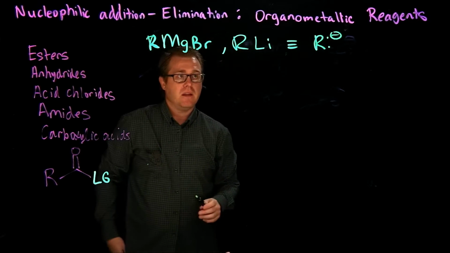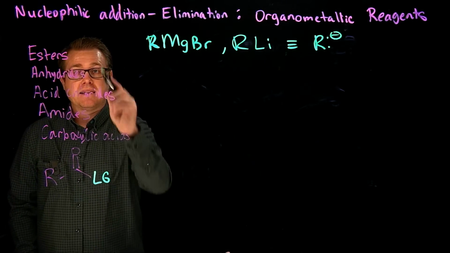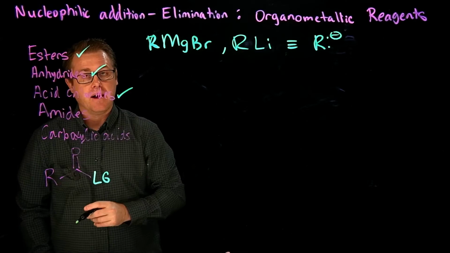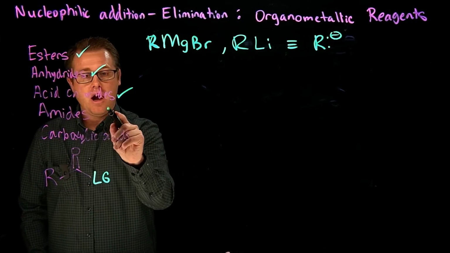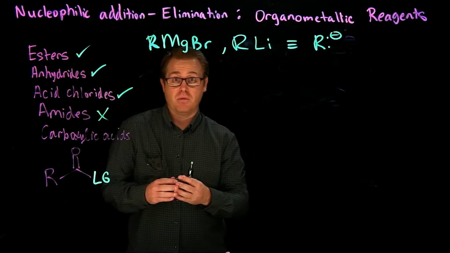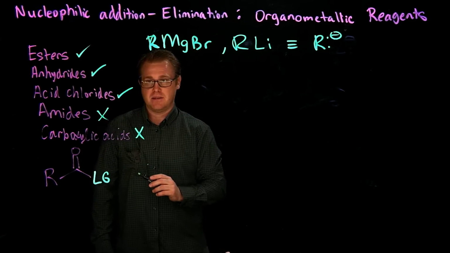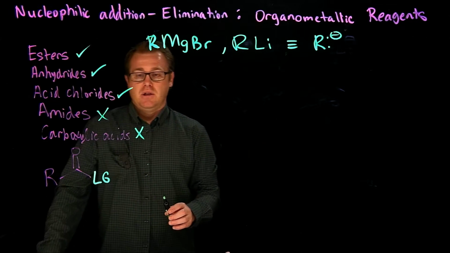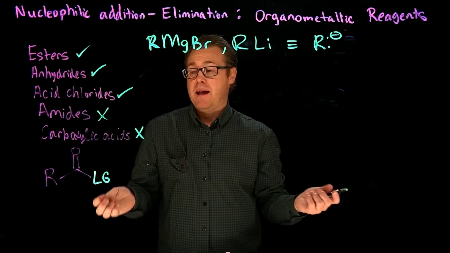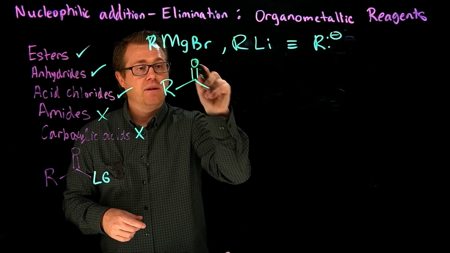minus. Now, these two reagents can react with esters, anhydrides, and acid chlorides, but they do not react with amides very well. And so typically we just don't do it. And they do not react with carboxylic acids. All right? So let's first go through the mechanism, a general mechanism of how these organometallic reagents work.